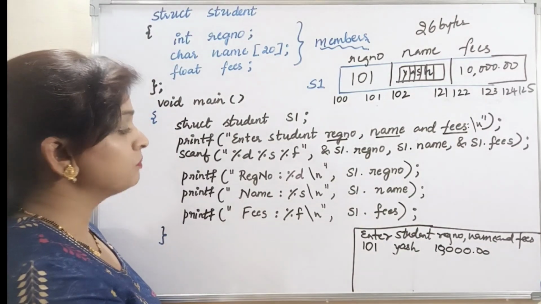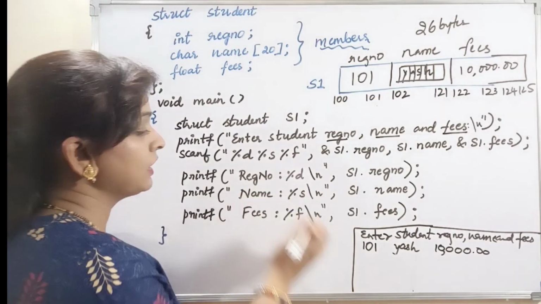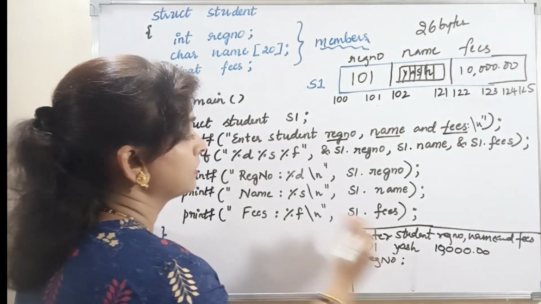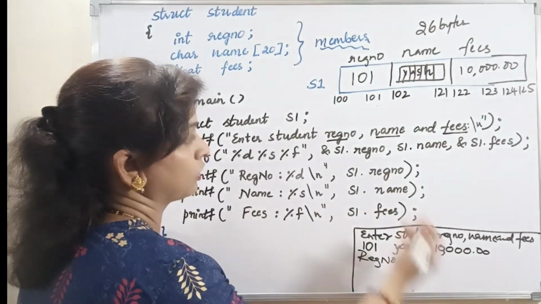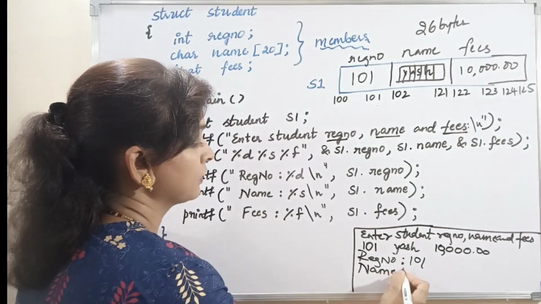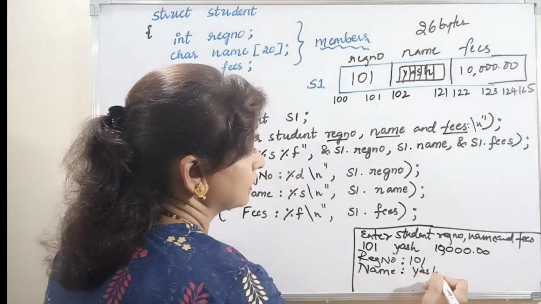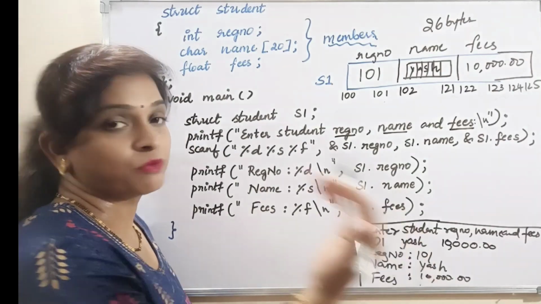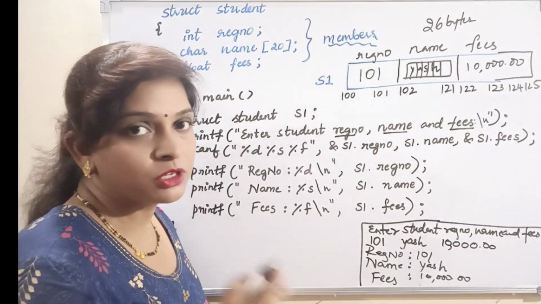The next what I'll do, I'll try to print the values one by one with proper messages. I say in my output screen I'm going to get register number, print percentage d, that is s1.register number. So I'm going to get 101. Then I say name, it is s1.name. So it is Yes. This is how we print the values. So we have accepted the values and printed the values. Now let us see how this program is going to work.